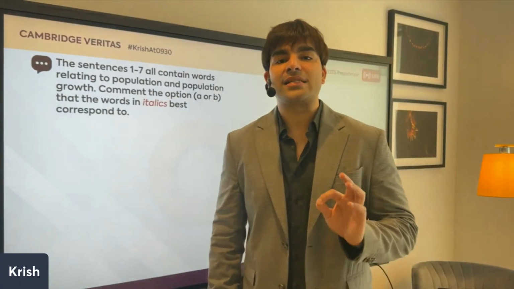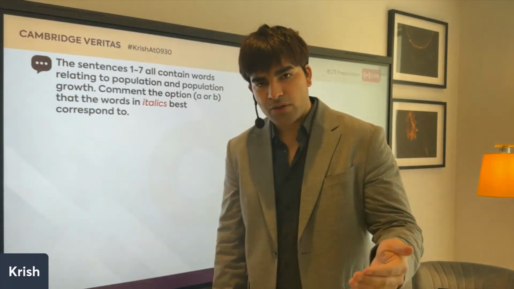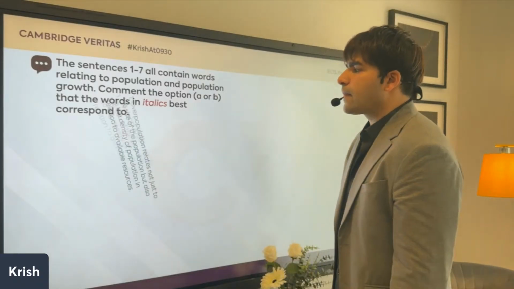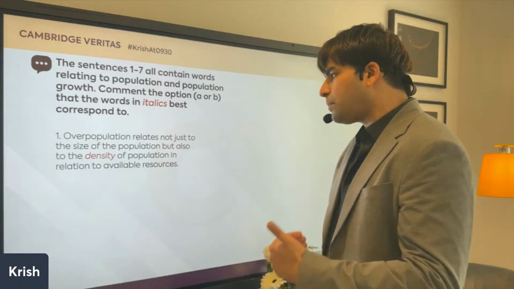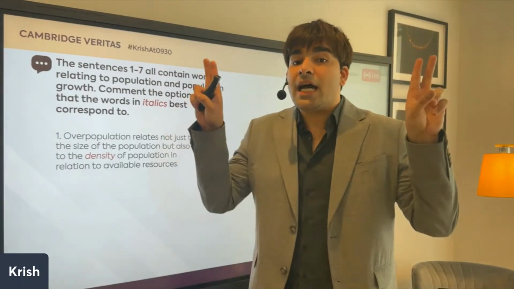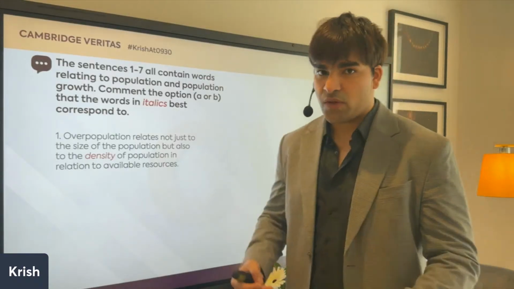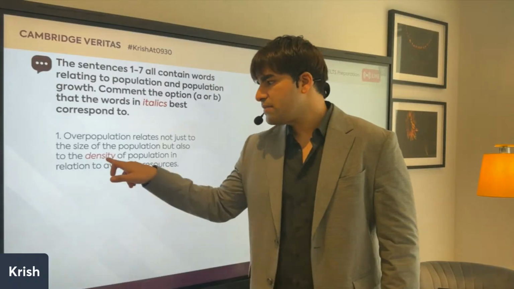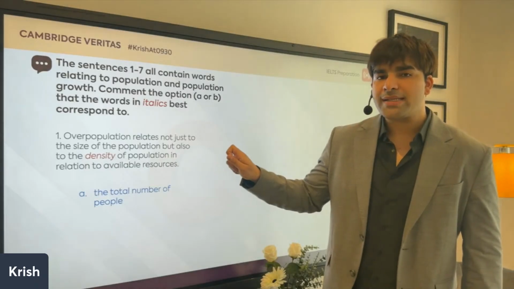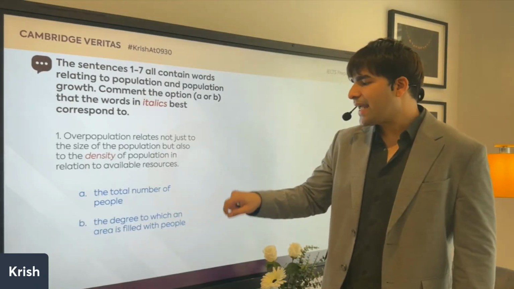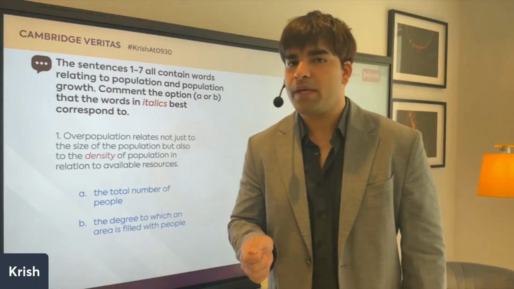So the first sentence is, if you want, you can pause the live lesson and read it out loud yourself, or I'll read it for you. Overpopulation relates not just to the size of the population, but also to the density of population in relation to available resources. What is the meaning of density here? Is it A, the total number of people, or is it B, the degree to which an area is filled with people? What do you think is right? Is it A or B?